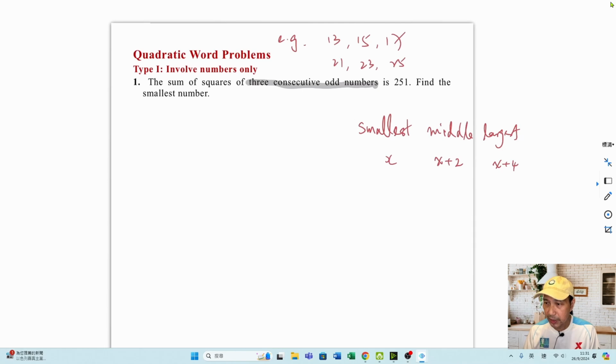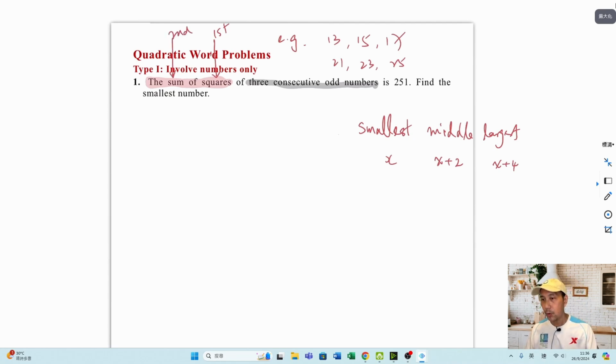Why are they x plus 2 and x plus 4? You can refer to the examples. The space between 2 consecutive odd numbers is 2. So the first one is x, the other 2 are x plus 2 and x plus 4. Now we go back to the beginning. The sum of squares. Actually, there are 2 operations, sum and square. We need to bear in mind the sequence. The first step is to do the squares, and then we add them up.